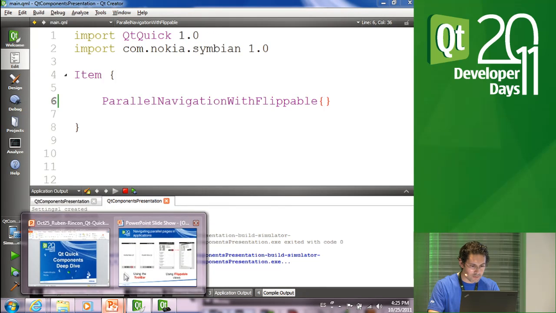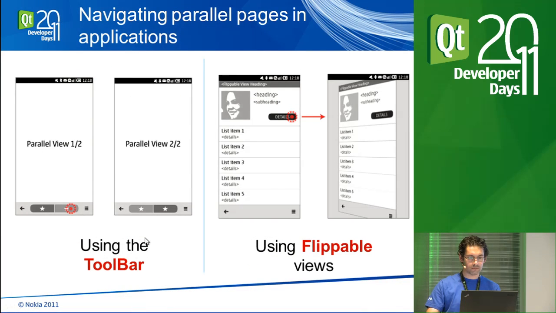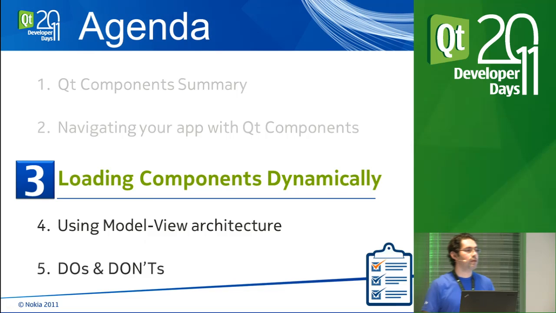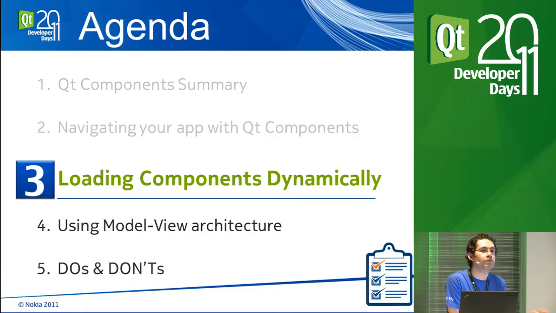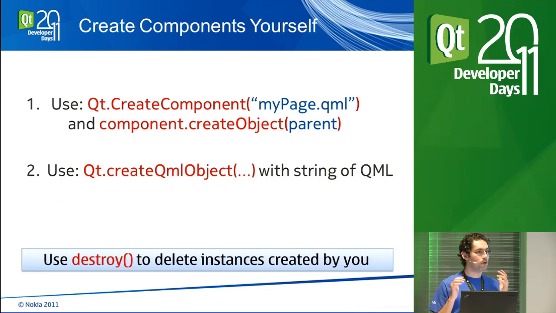Okay, so that was about navigation. Now, the one bad thing that we have been doing here is that we have been loading all the pages when the application starts. And that's very bad for memory consumption in our application. So if we have a whole bunch of pages, we don't want to load them at the very beginning. We just want them to load in as we need them. So for this, we need to load them dynamically.